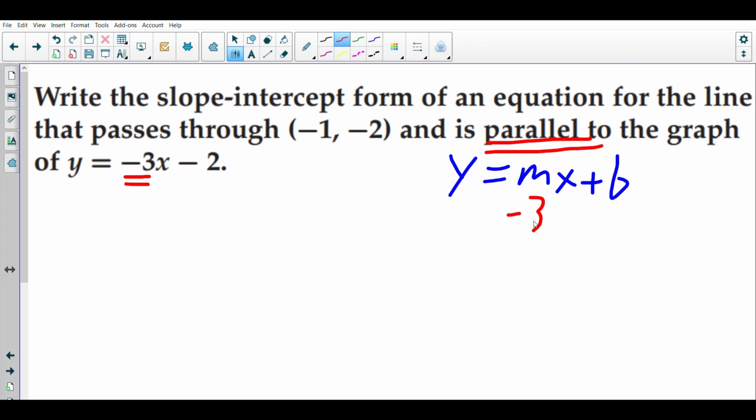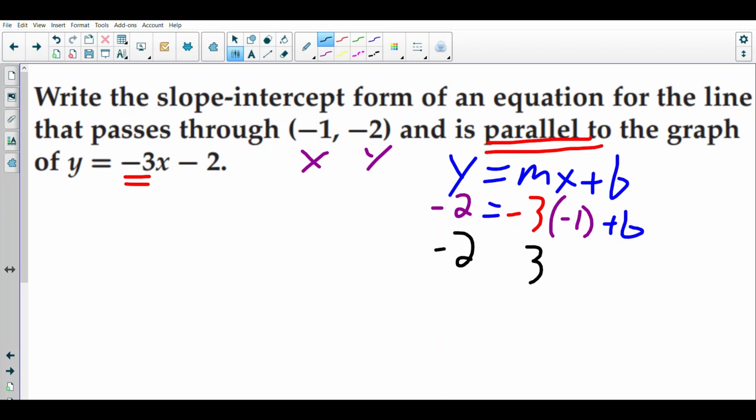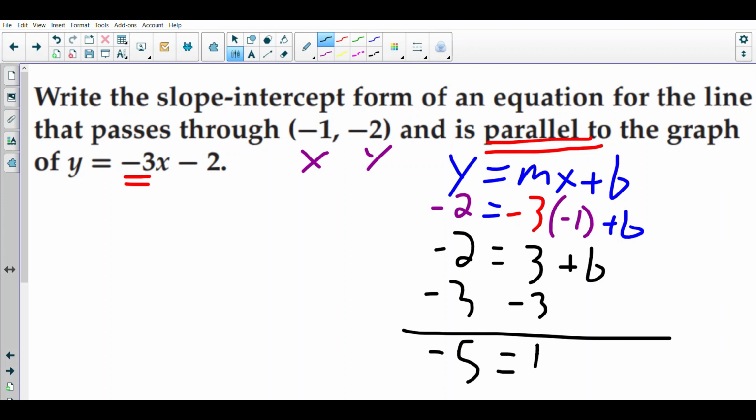And then we're given 2 points. We're given our x and our y. So we plug in those points. So we got -2 here, and we have -1 here. So from there, we just do our basic algebra. So -3 times -1 is 3, and we bring that -2 with, and we solve for b, subtract 3 from both sides. So we get -5 is equal to b.